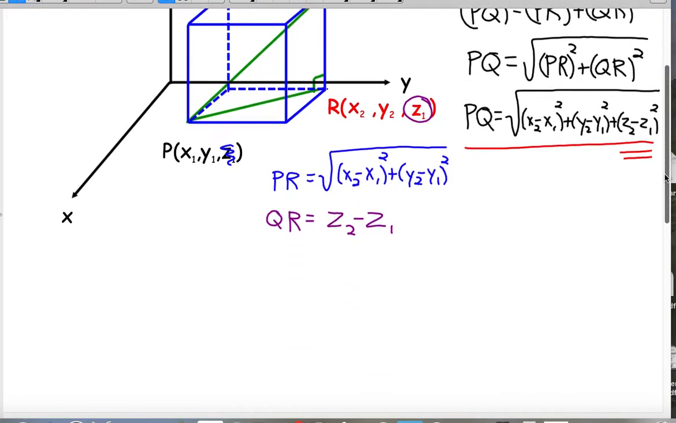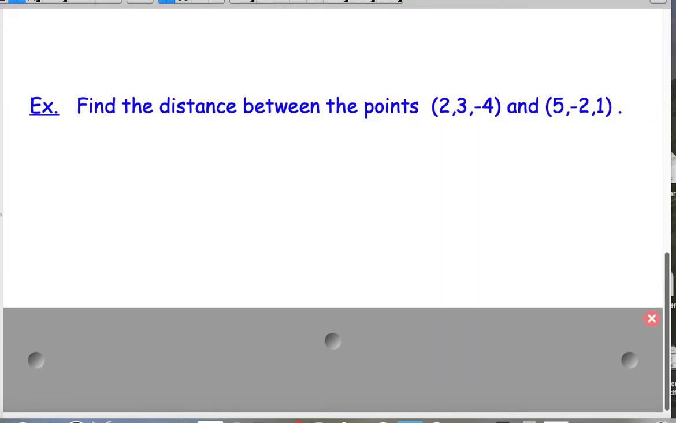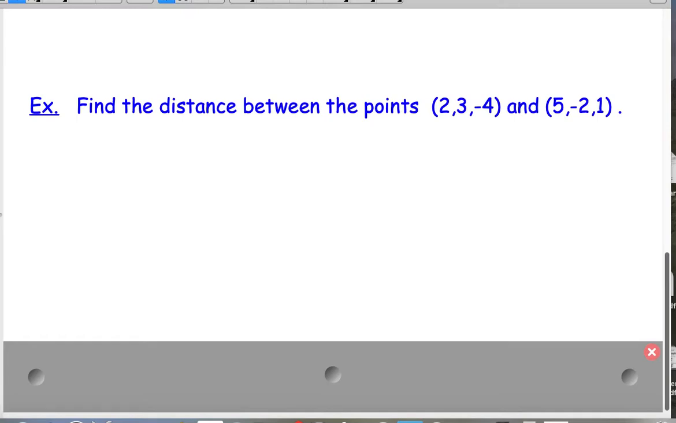So let's make sure we understand that. Find the distance between these 2 points. Go ahead and hit pause, calculate it, and then check your answer.